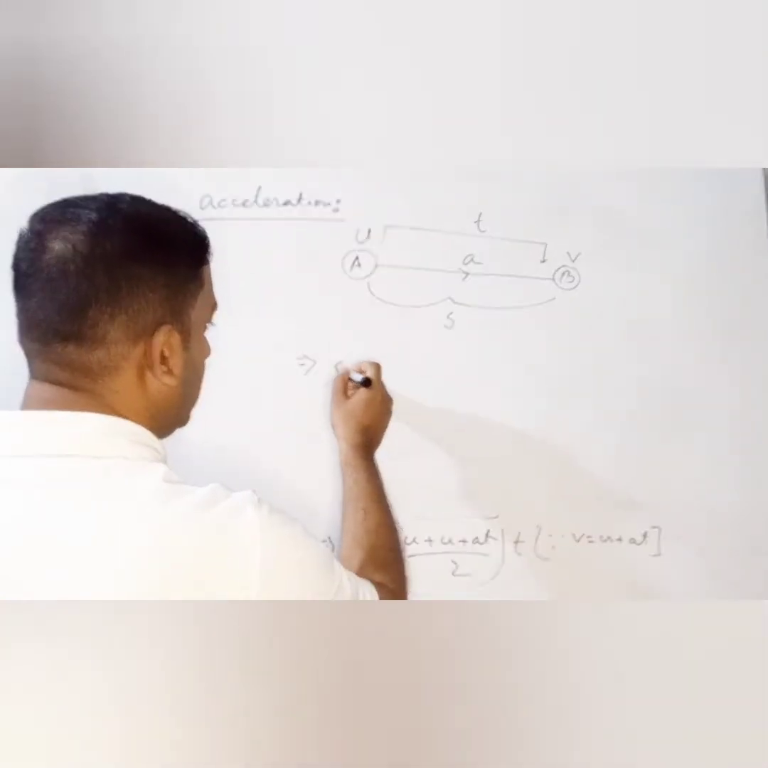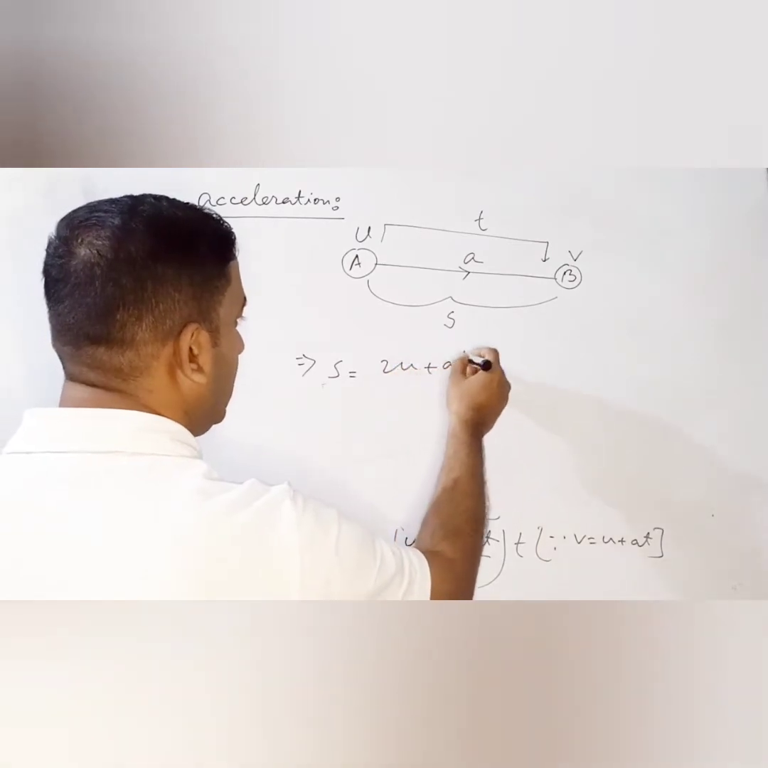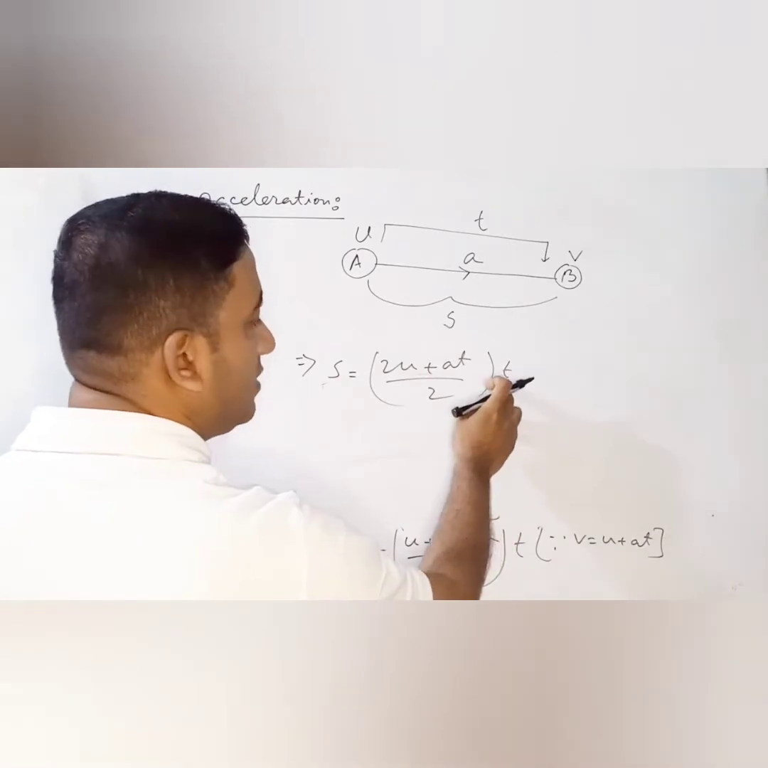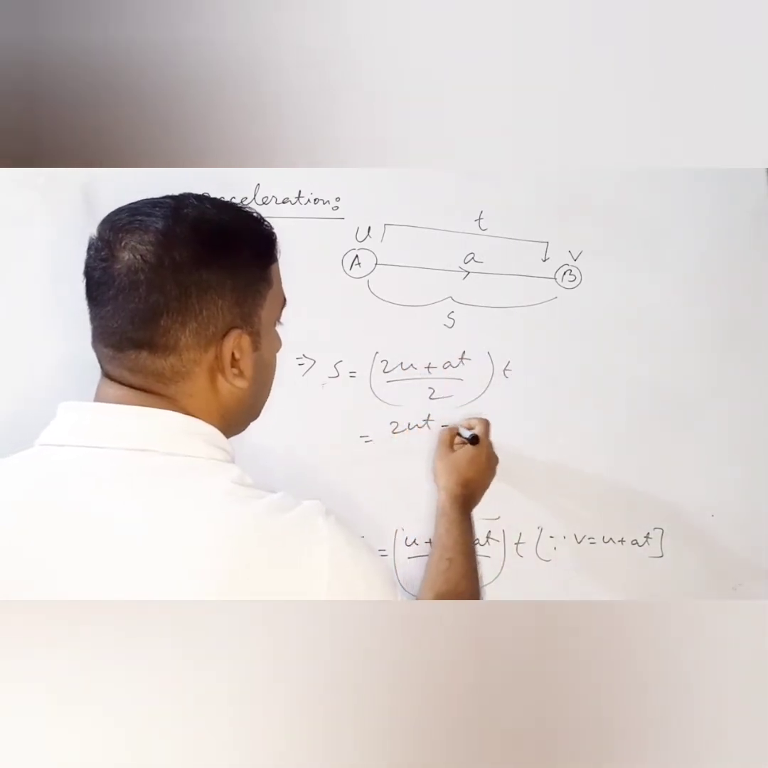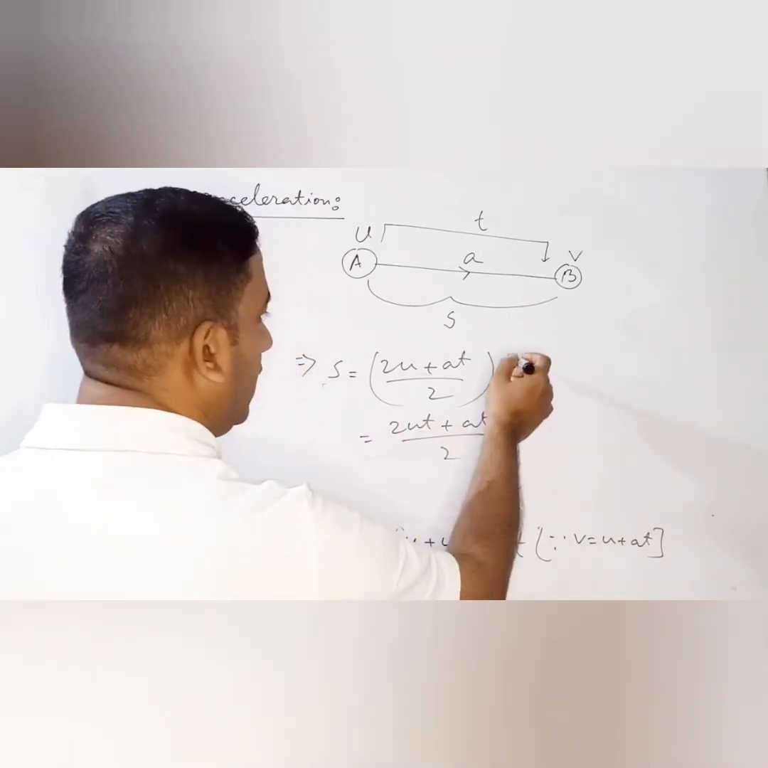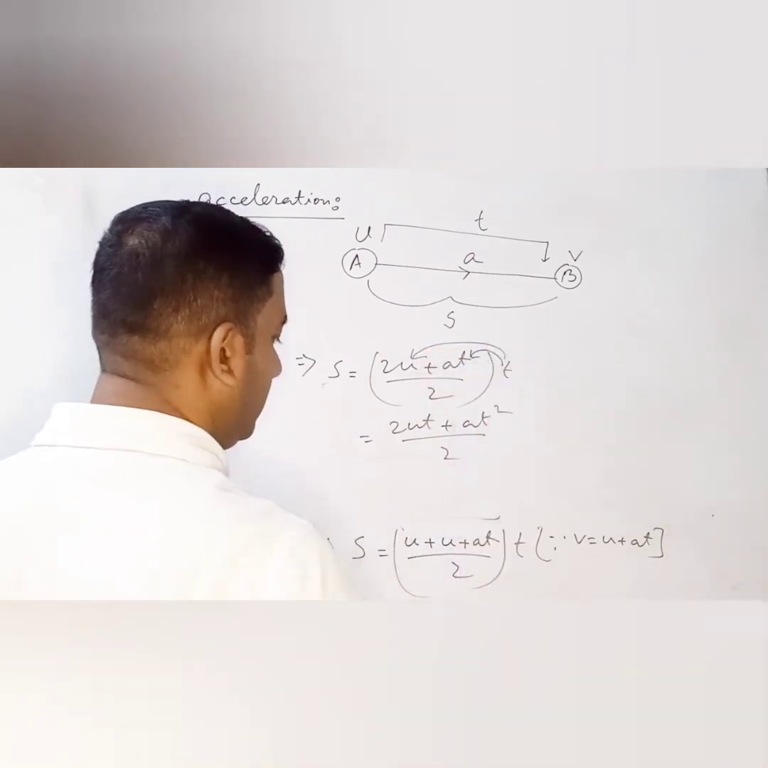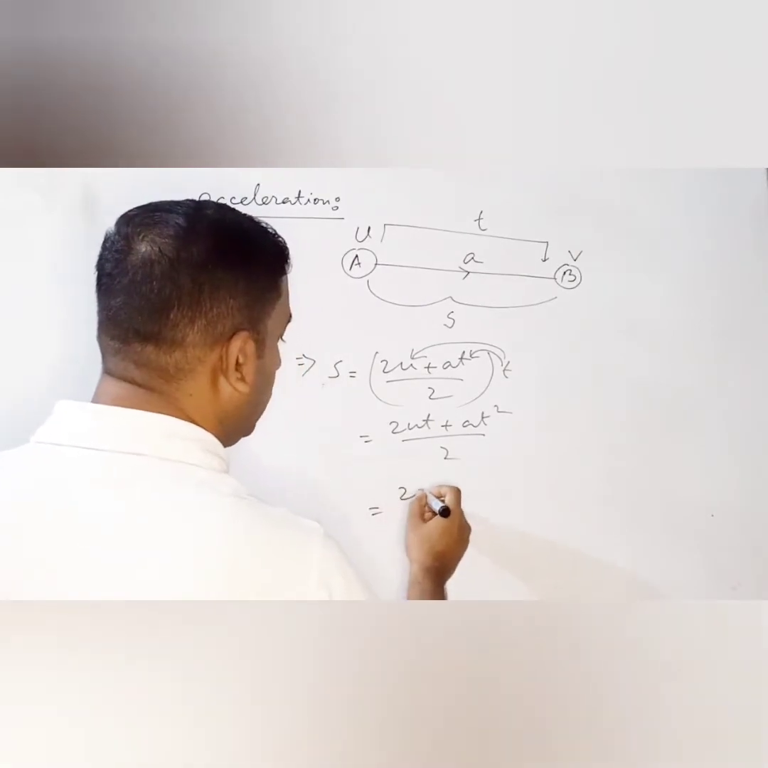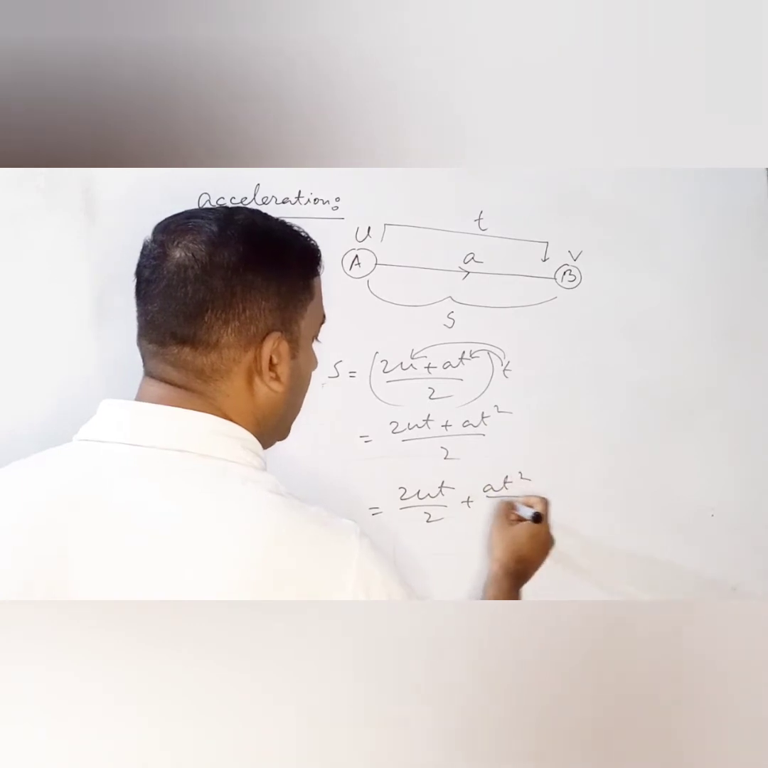So s equals to u, here is 2u plus at divided by 2 whole into t. Now this t will multiply with both of them, 2ut plus at square divided by 2. t is multiplied here and also here. Now 2ut divided by 2 plus at square divided by 2.